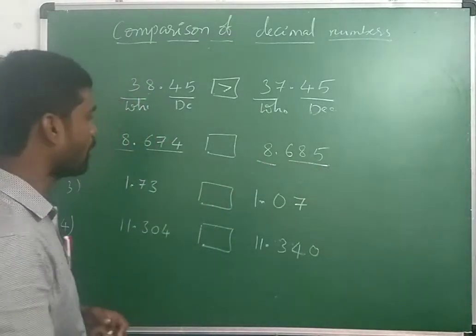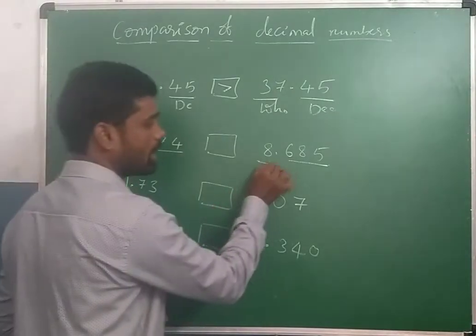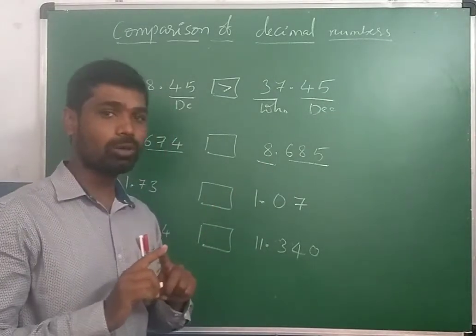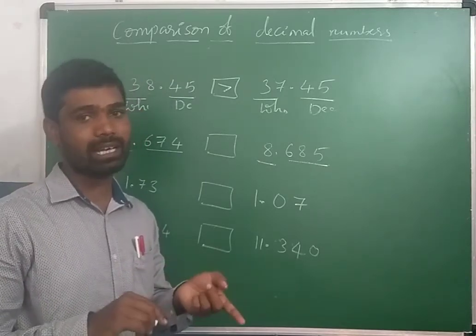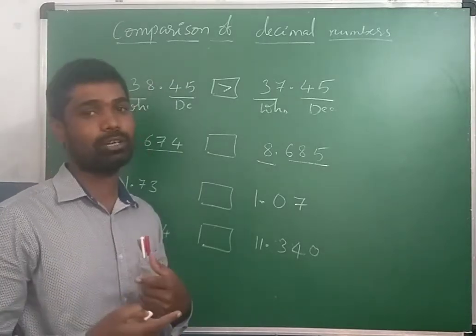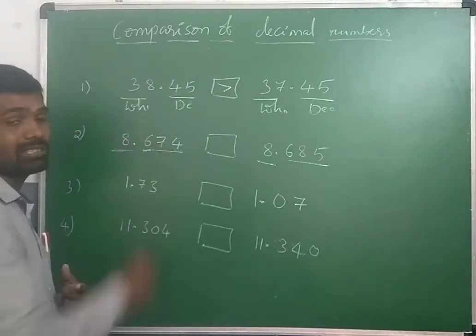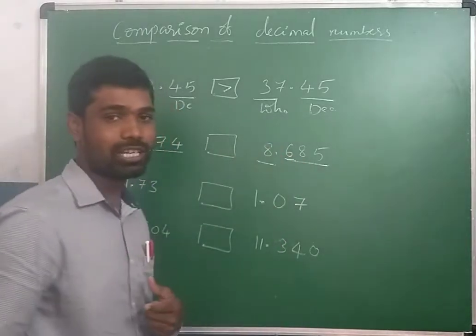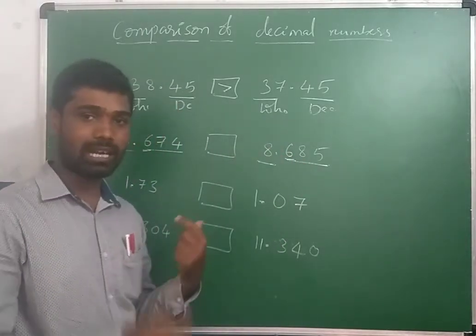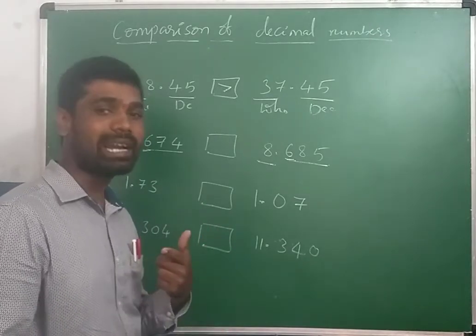See the next example here, whole part, decimal part, whole part, decimal part. Let us compare the whole parts now. What is the first whole part? 8. And here? 8. Both sides, the whole parts are equal, so we cannot decide which is greater and which is smaller. Let us enter into the decimal part. What is the first value of the decimal part, the tenths position? 6. Here, what is the tenths position? 6. Both are equal.